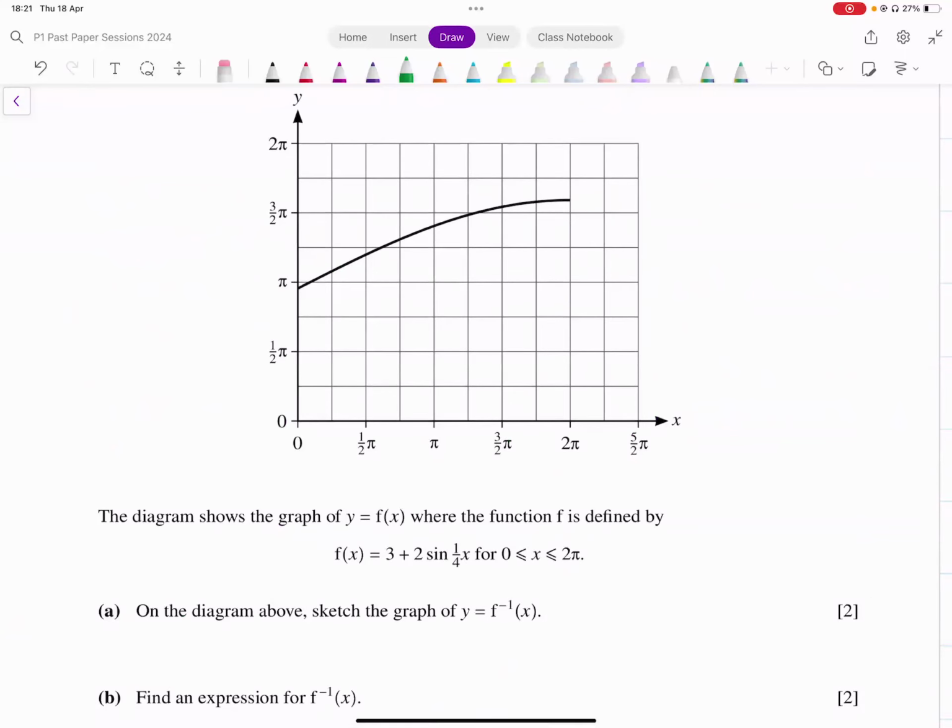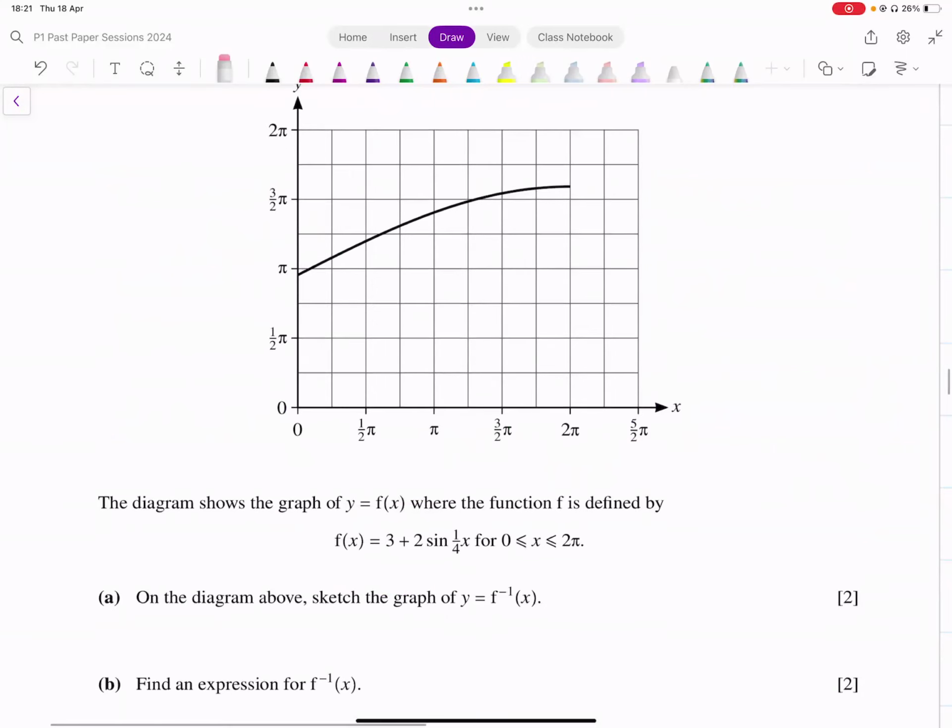The diagram shows the graph of y equals f of x, where the function f is defined by this, for x between 0 and 2 pi. On the diagram above, sketch the graph of y equals f inverse of x. Now, how do you draw a graph of an inverse function? You haven't really found the inverse function yet. I've asked you to draw the graph of the inverse function directly.